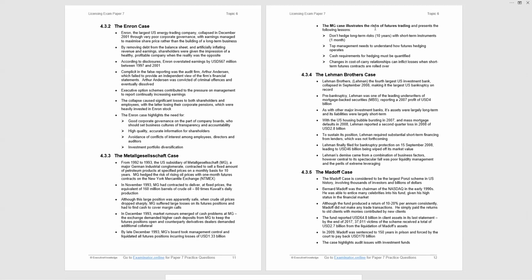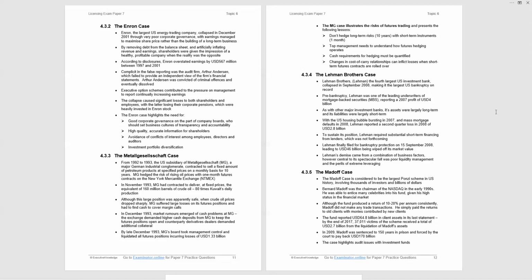So what are the learning points for the MG case? At the top of page 12, don't hedge long-term risks, that was over 10 years, with short-term instruments, 1 month, because you come across liquidity issues. Top management needs to understand how futures hedging operates. Again, management must understand their business. Cash requirements for hedging must be quantified, and changes in cost of carry relationships, that's the cost of the underlying asset, can inflict losses when short-term futures contracts are rolled over.